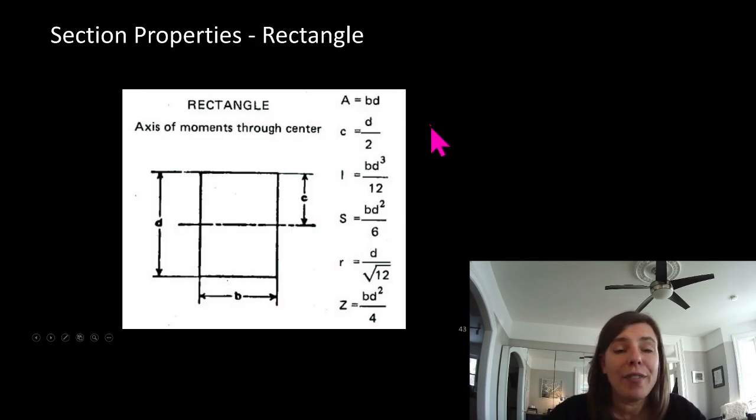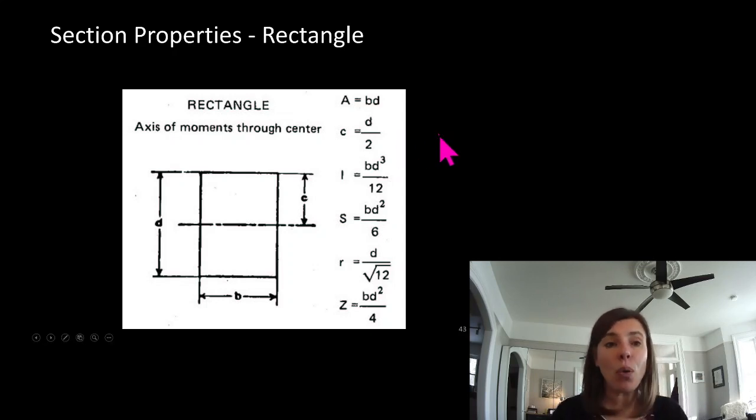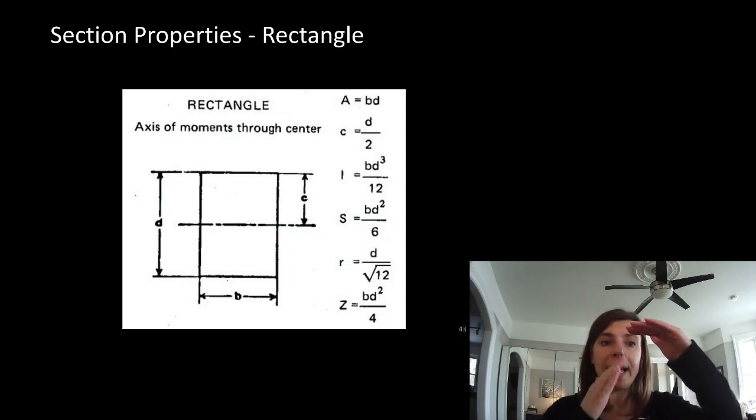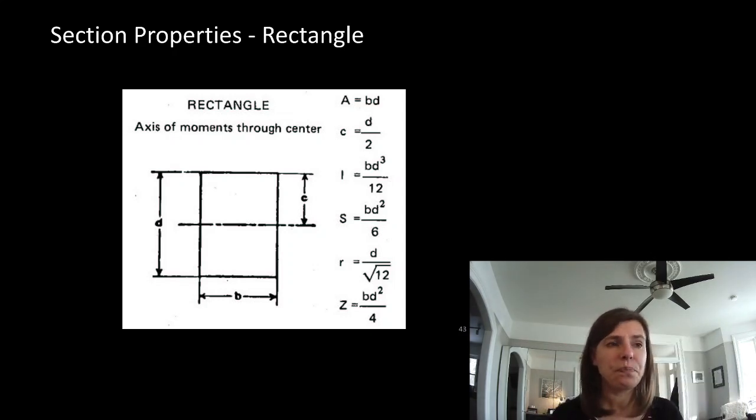You are not going to have to manually do the derivation for S and Z for other shapes, and you didn't even have to do it for I for a rectangle. But the only shape we've looked at today is a rectangle, a solid rectangle. We know, so that's kind of good for wood. Wood is often in a simple rectangle. But our steel isn't usually in a rectangle. We often have either a hollow tube or an I section or a W section.